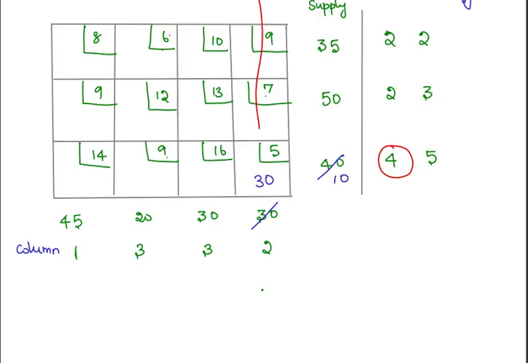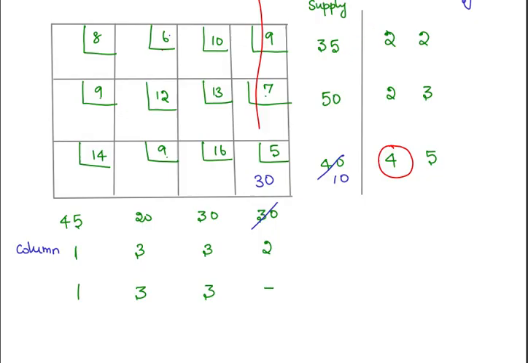This column is already over, so you put dashed lines. Here the minimum two values are 13 and 10, so you will get 3. Here you will get 6 and 9, so 3. Here 8 and 1, so we will get 1 again.